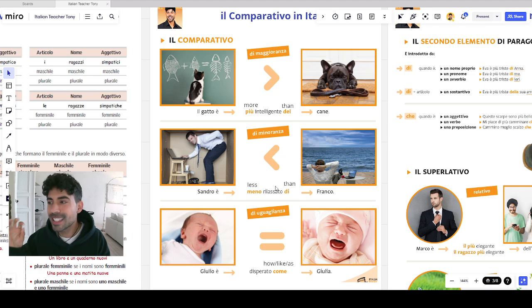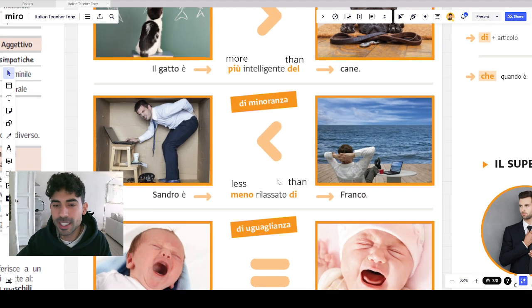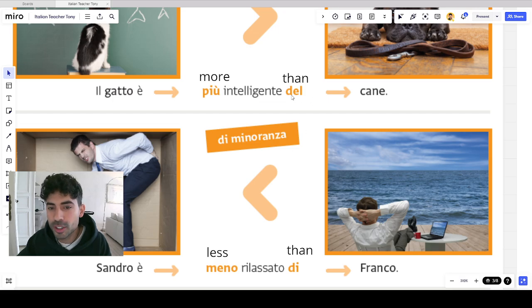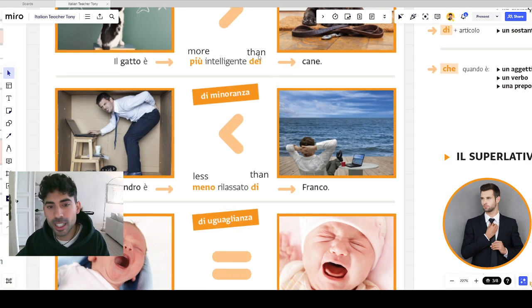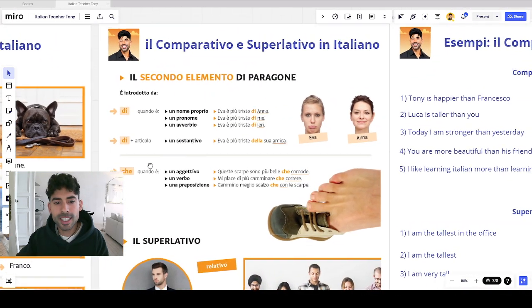Now, let's have a look at the most interesting part of this structure, which is the usage of del and di, which in English would be than. So let's have a look.